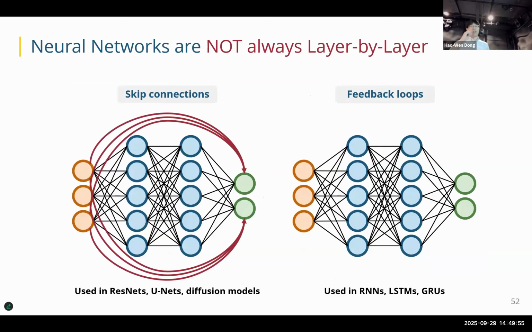We also have feedback loops. This is much trickier because you will need to redefine the whole idea. And that's essentially what recurrent neural networks are based on.